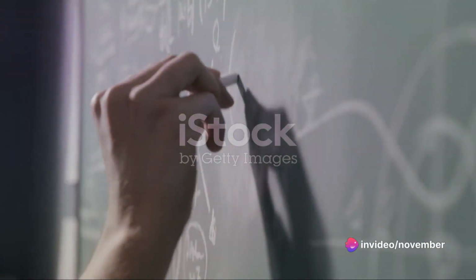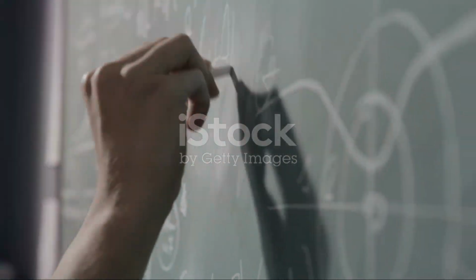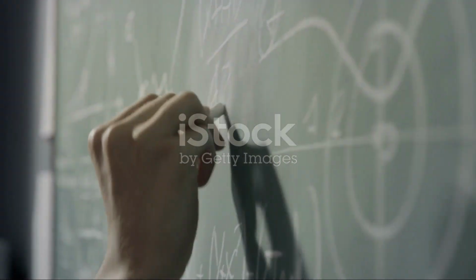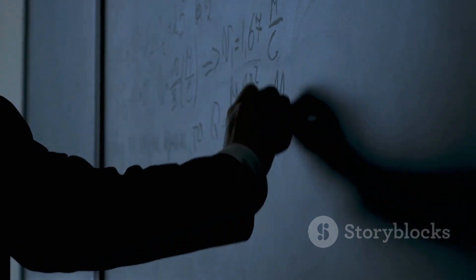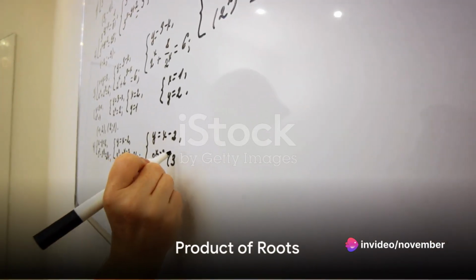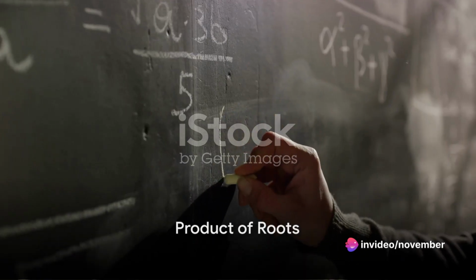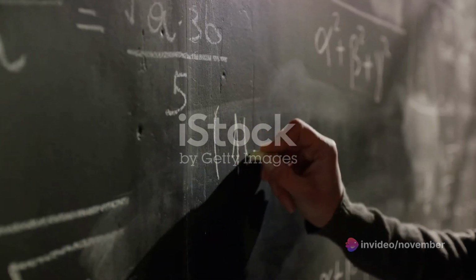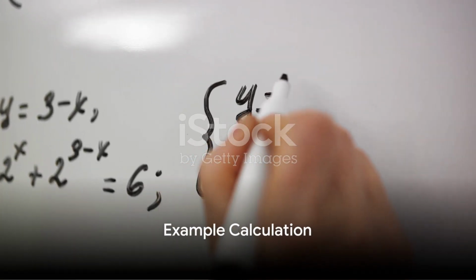variable. Now, if you're looking for the sum of the roots of this equation, the formula is -b/a, where b is the coefficient of x and a is the coefficient of x squared. Moving on, if you're interested in the product of the roots, the formula is c/a, where c is the constant term in the equation. Let's put this into practice with the equation.